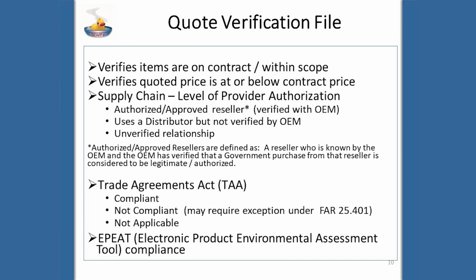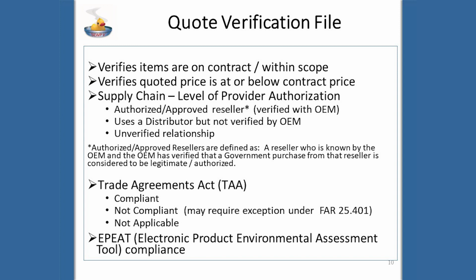One area that we supply information for at the line item level for the quote is the level of provider authorization or approval. SEWP does not rely on simply a letter or a statement that a company is authorized. We actually go back and ask the original manufacturer, is this company legitimately utilizing SEWP to provide government with their products or services? If that is true and is verified by the manufacturer, we provide an A level to that line item. If it is not, there are two other options.